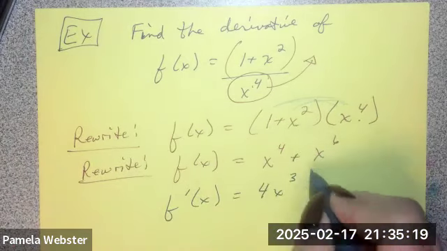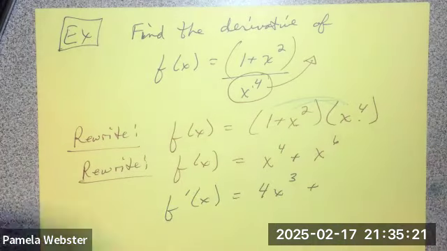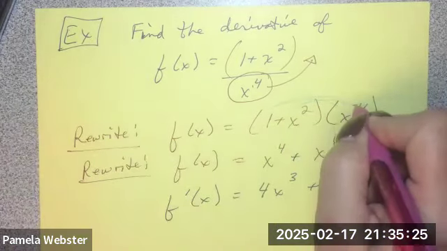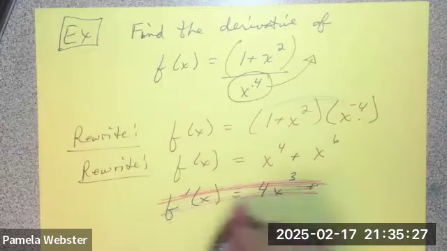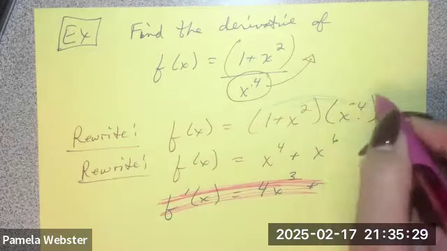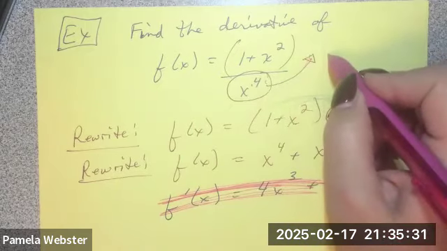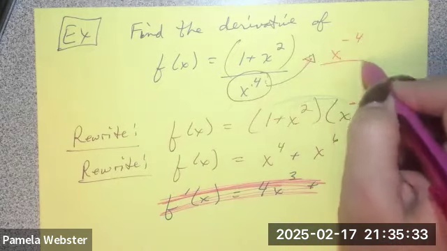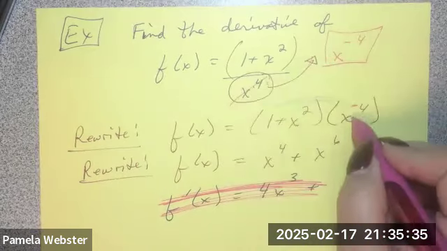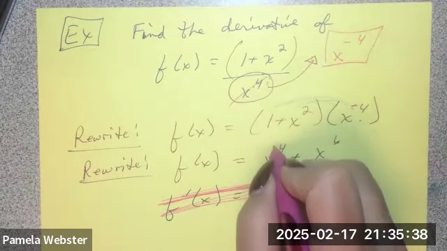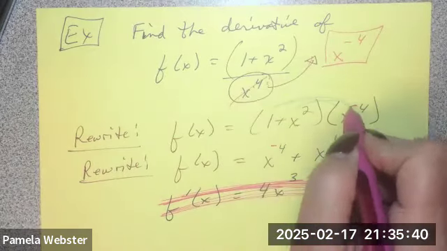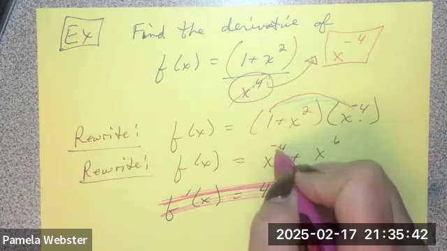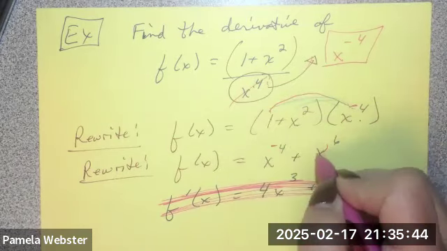4x to the third plus, oops, it's a negative. Let's try again. I'm sorry. I must be getting tired. When I moved it to the top, I made it x to the negative 4, right? Okay. Got to move it and make the exponent negative. So x to the negative fourth times a 1 is x to the negative fourth.